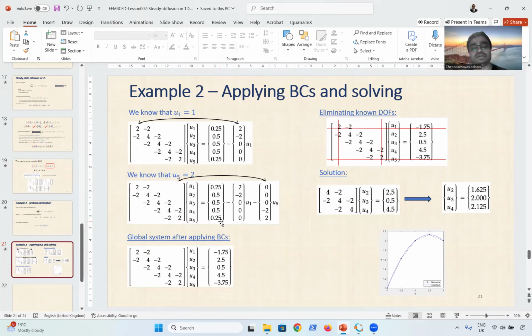You will be able to connect it once you solve more problems. For example, in the next lesson, we are going to solve the advection diffusion equation using the finite element method.